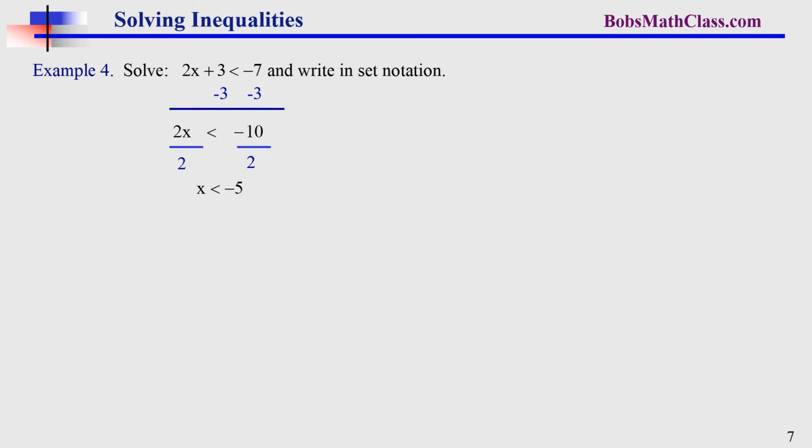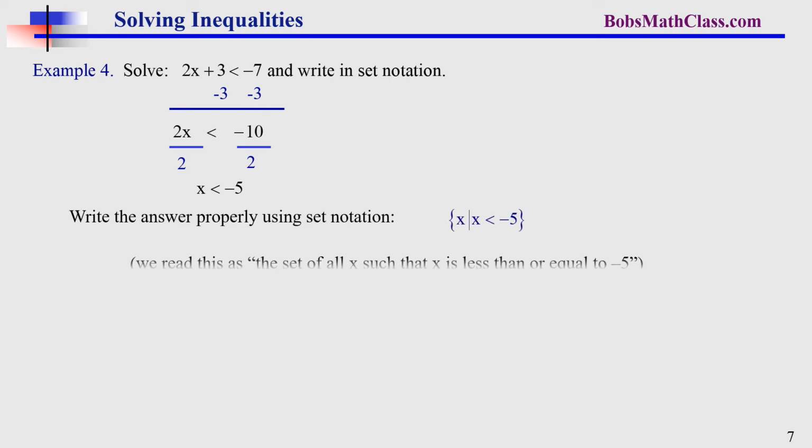So set notation means we use braces, and we put an x in front of this vertical line, and that vertical line means the word such that. So braces x such that x is less than negative 5. So that's called set notation.